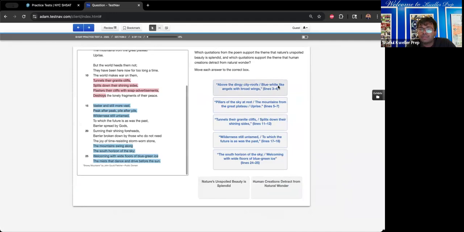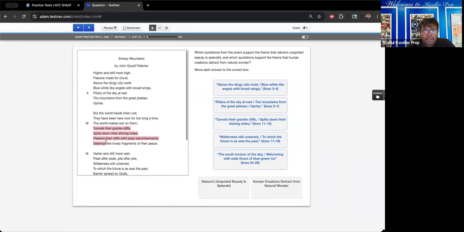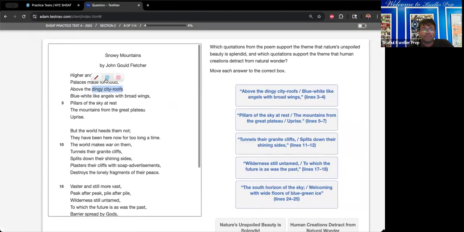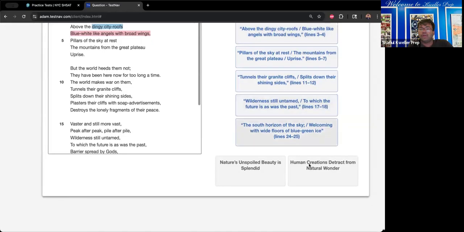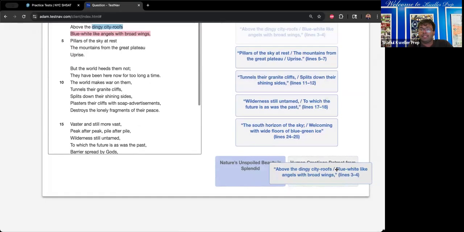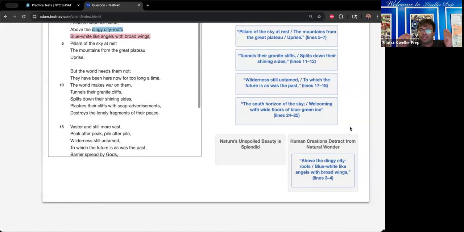So, "above the dingy city roofs, blue, white like angels with broad wings." This is talked about. So we see the contrast here. It says above the dingy city roofs, so this is talking about human creations. And natural wonder is the blue white like angels with broad wings. So that should go under human creations detract from natural wonder, because it's literally saying that the blue white like angels with broad wings is above the dingy city roofs, and the dingy city roofs are made by humans.